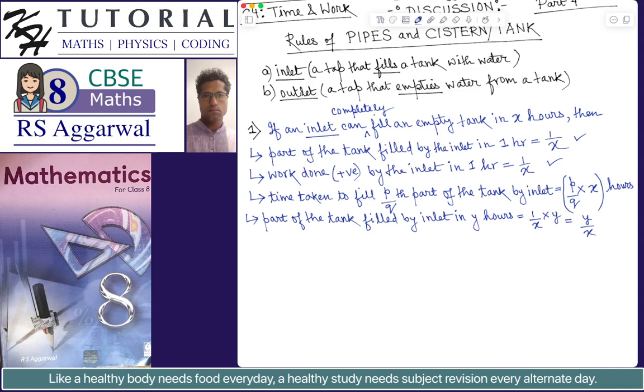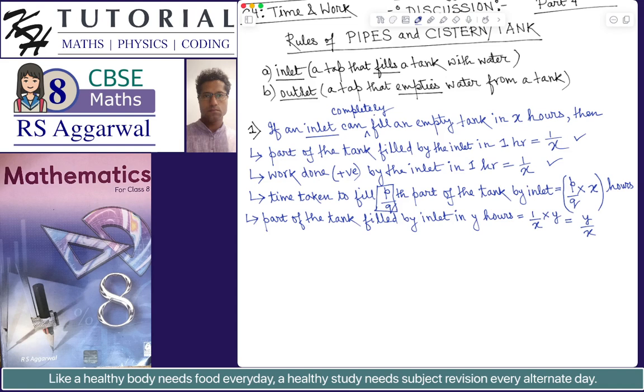The third one is that time taken to fill P by Qth part of the tank by the inlet will be equal to P by Q multiplied by X hours. Now this P by Q will be a proper fraction, that is P is less than Q. So if we know that an inlet tap can completely fill an empty tank in X hours, then we can say that P by Qth part of the tank will be filled by the tap in P by Q multiplied by X hours, and this formula is no rocket science.